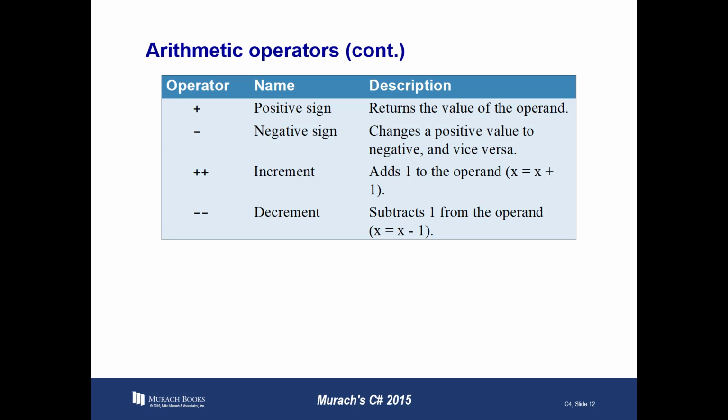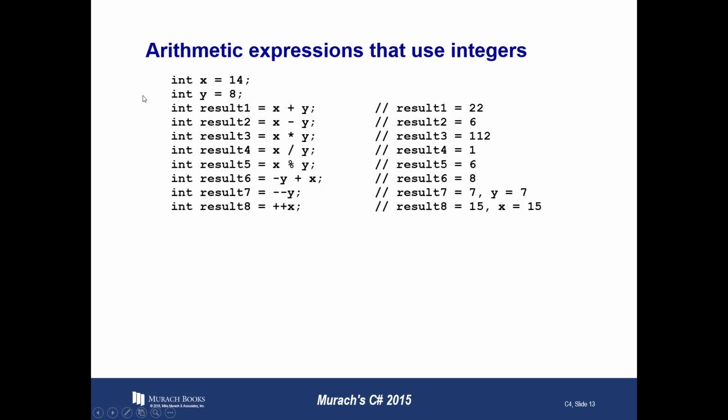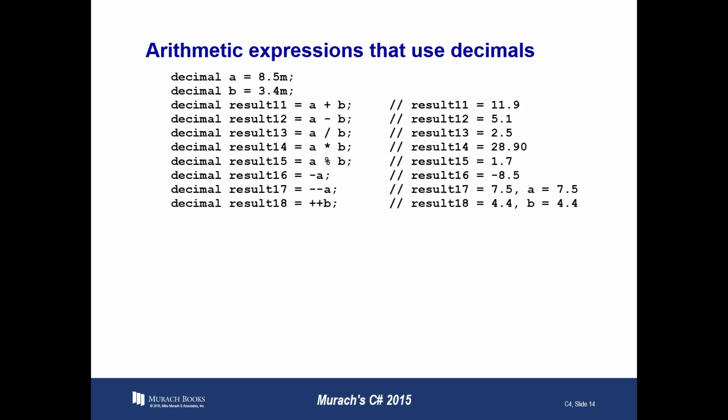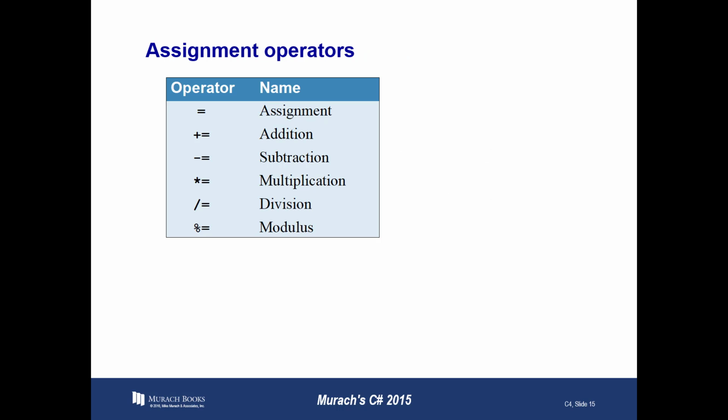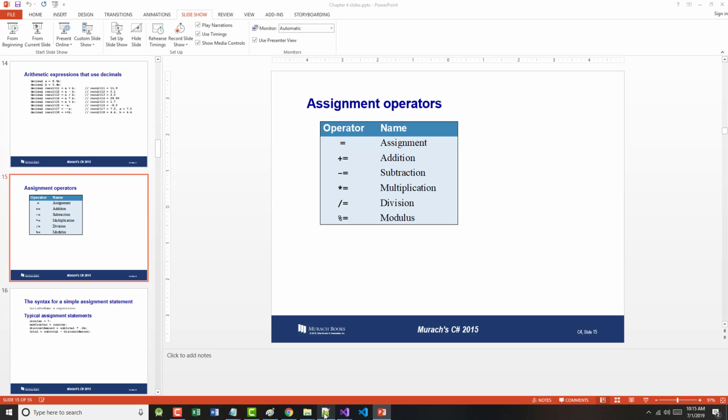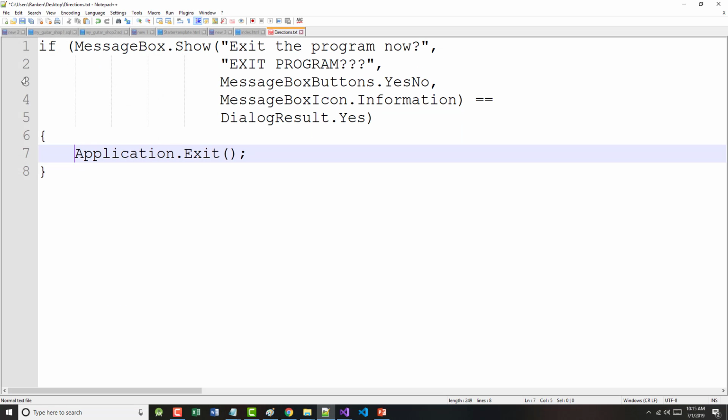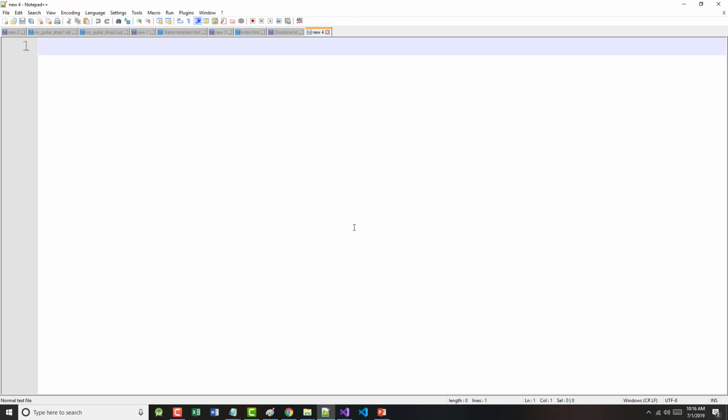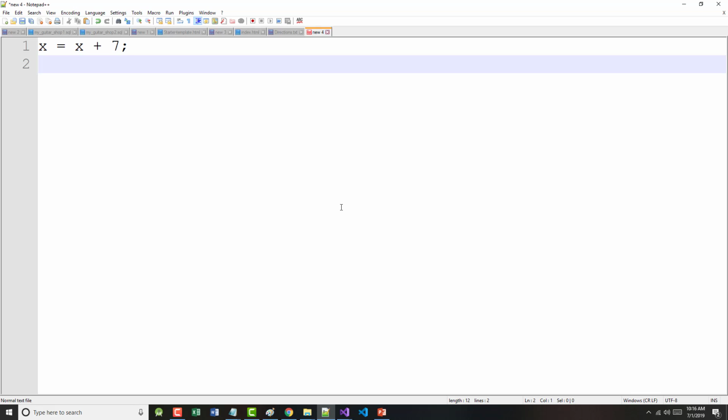Plus for a positive sign, minus for a negative sign. You can use plus plus or minus minus if you want to add 1 or subtract 1 from something. We'll get into that more as we go on. Here's some examples. There's shortcut operators. What does that mean? That means that if I am going to put in here x equals x plus 7, I can type that just like that. Or I can say x plus equals 7.